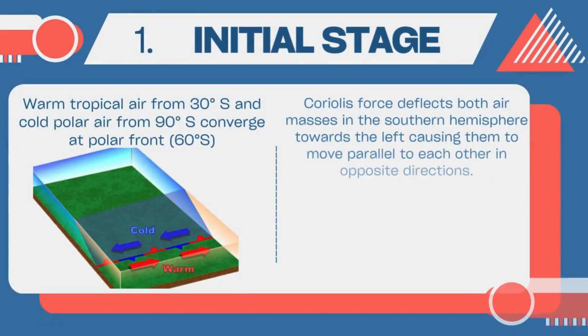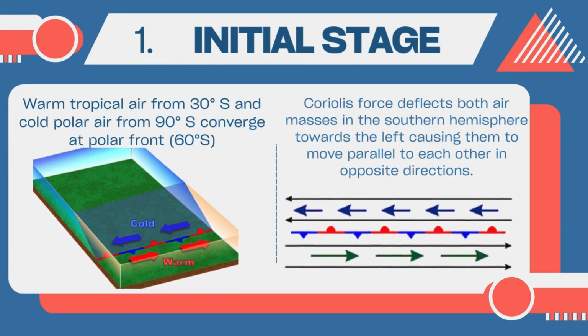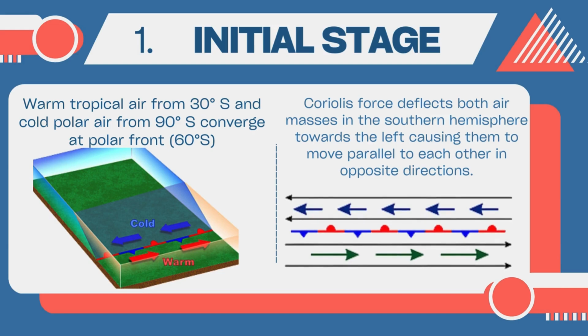So, the first stage of development of a mid-latitude cyclone is the initial stage. During the initial stage, warm tropical air from 30 degrees north and south of the equator and cold polar air from 90 degrees meet or converge at the polar front.